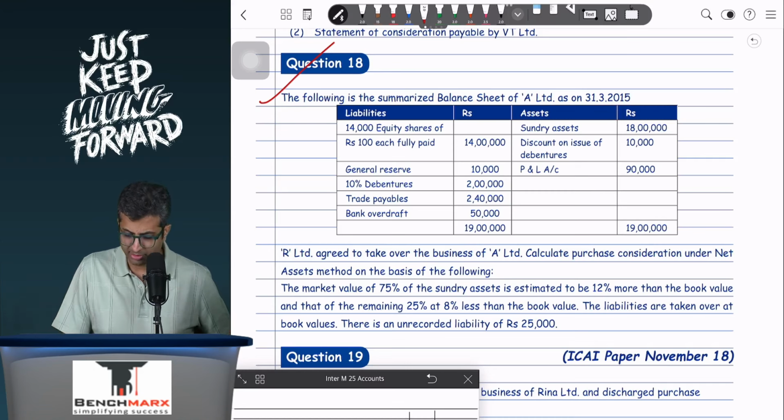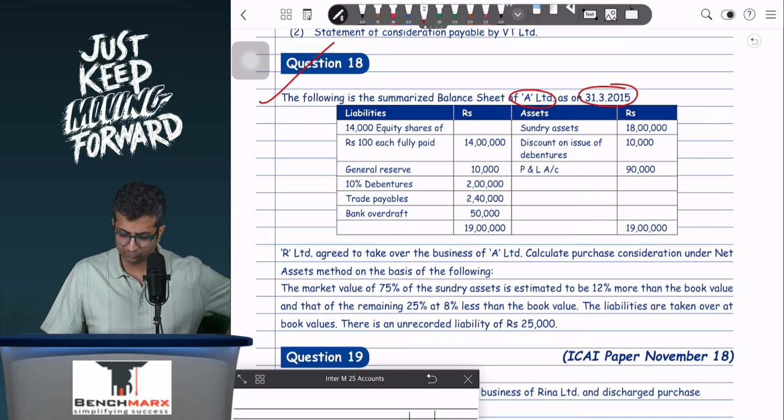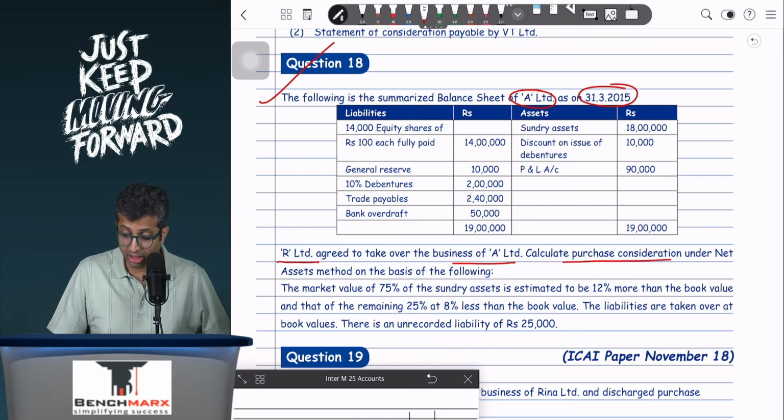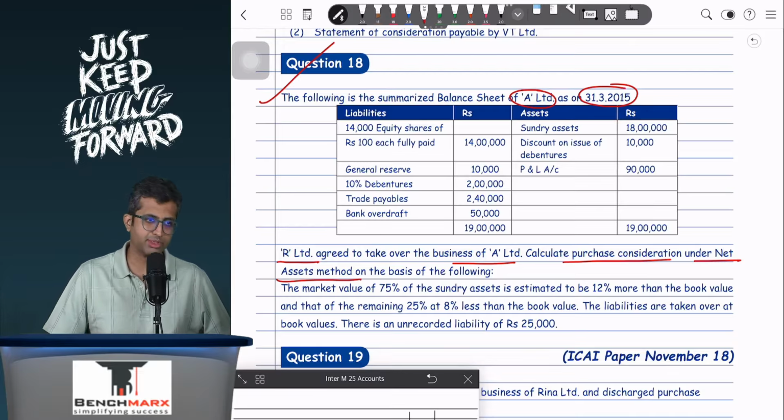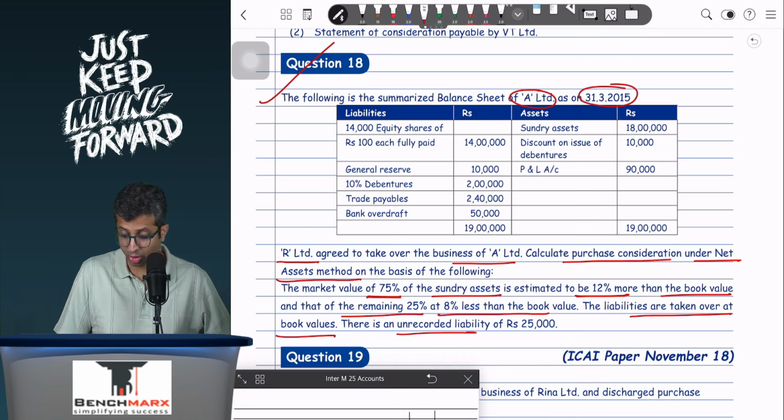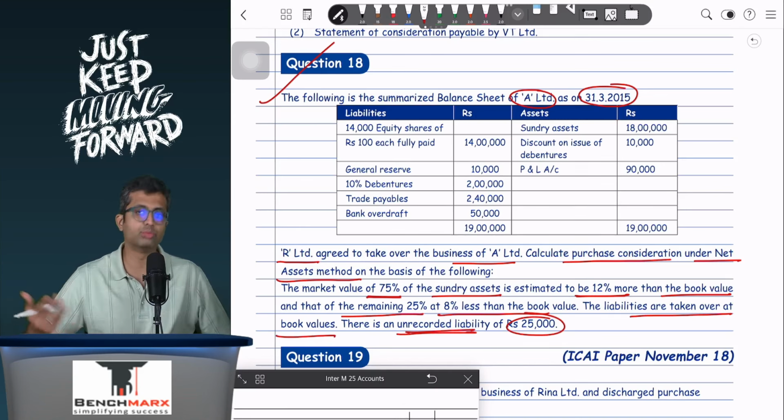Now following is a summarized balance sheet of A Limited as on 31st March 15. You have the summarized balance sheet. R agreed to take over the business of A. Calculate the PC under the net assets method. Till now we have done PC as per the net payments method, but here you calculate PC based on the net assets method. Market value of 75% of the sundry assets is estimated to be 12% more than the book value, and the remaining 25% is 8% less than the book value. The liabilities taken over are at book values only, but there is an unrecorded liability of 25,000. Still, you will have to consider that.